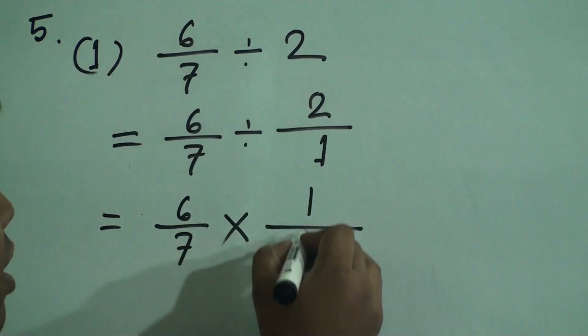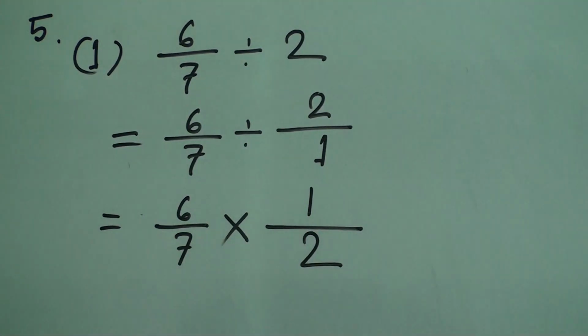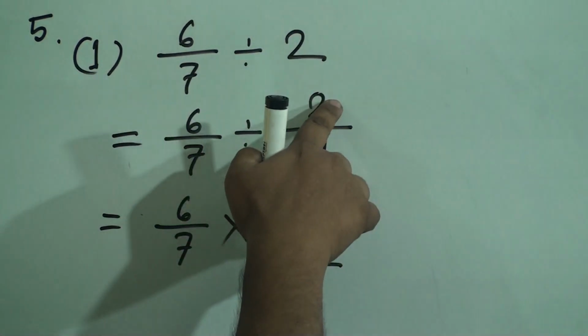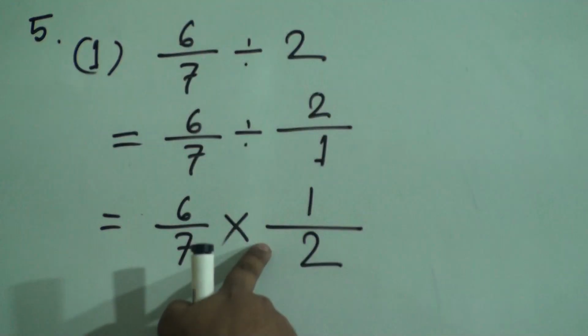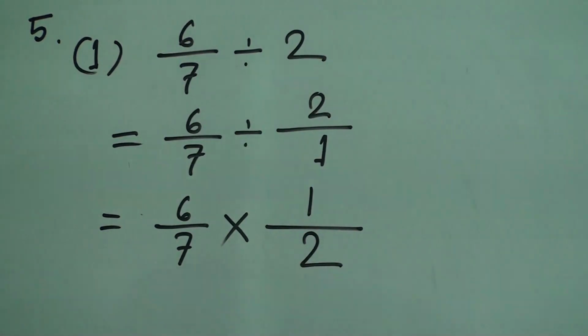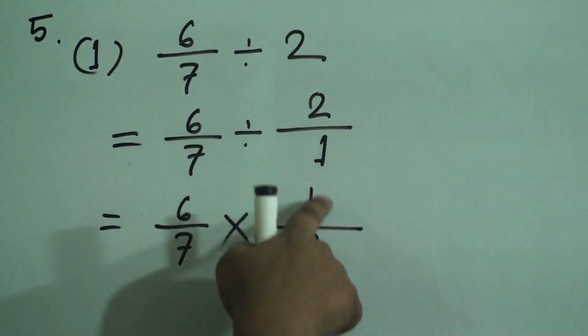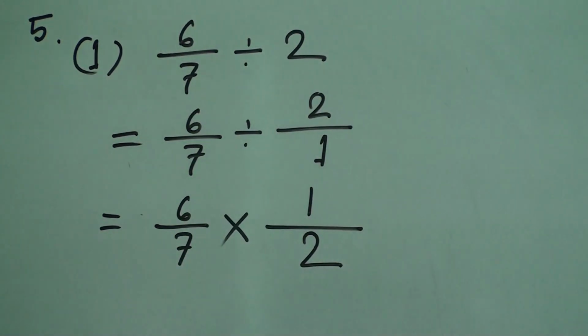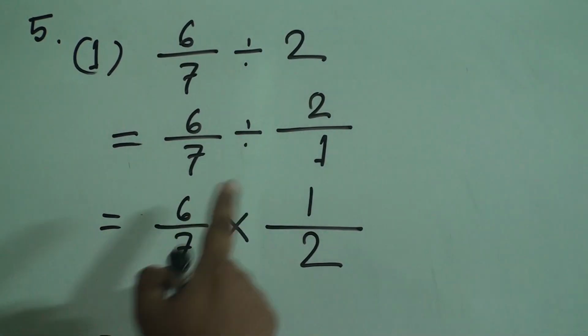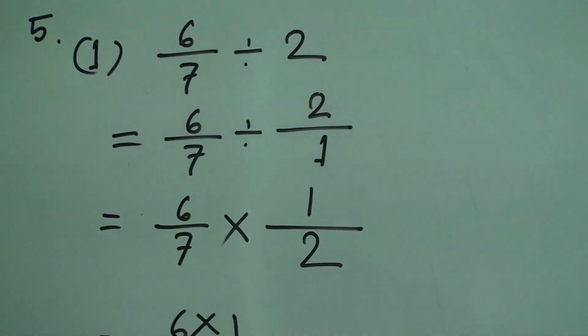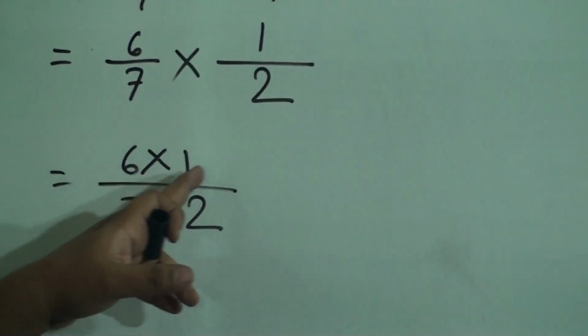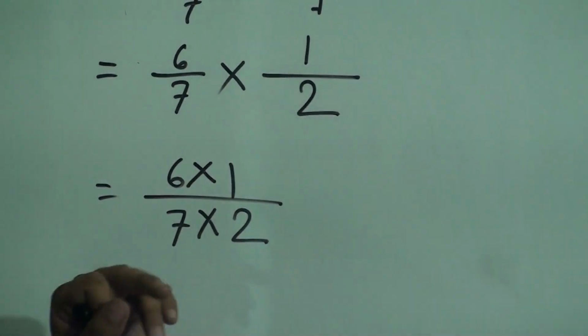That means denominator will be numerator and numerator will be denominator. That means 1 by 2, right? Here notice, here 2 is numerator, but in this section it will be denominator. Here 1 is denominator, but in this section it will be numerator. And now numerator with numerator multiplication and denominator with denominator multiplication. So my dear students, 6 multiplied with 1 and 7 multiplied with 2.